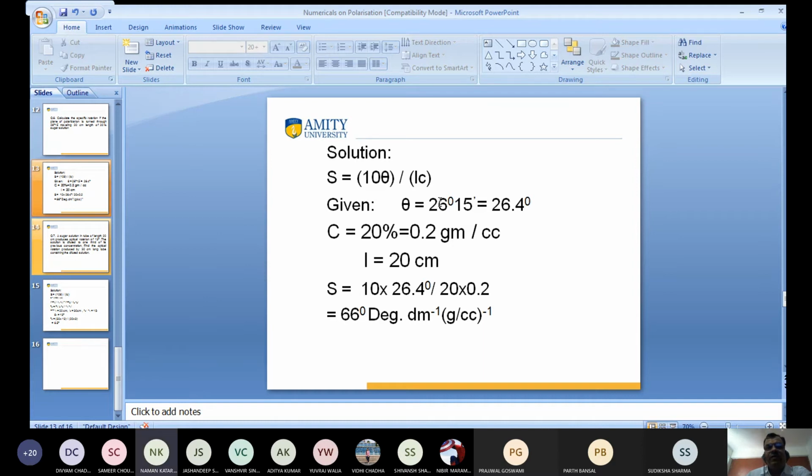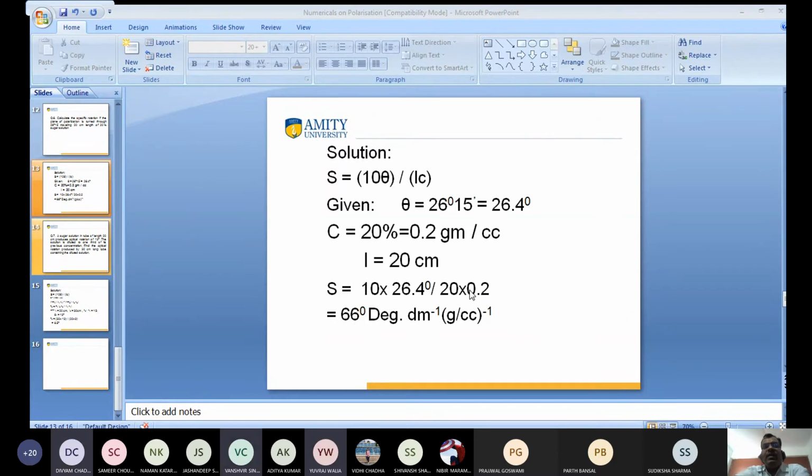Yes, sir. Theta is 26 degree and 50 minutes, so 26.4 degree. C is given 20%, so 20 divided by 100 is 0.2 gram per cc. Length is given 20 centimeter. So the specific rotation is 10 multiplied by 26.4 degree divided by 20 into 0.2. The answer is 66 degree per decimeter per gram per cc. The answer is clear, but no one has given such an answer.